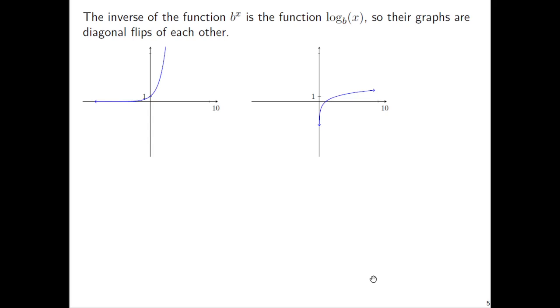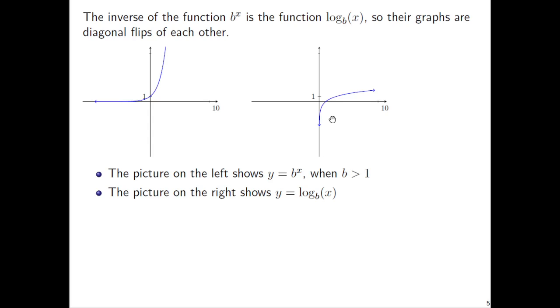Again, the inverse of b to the x is log base b of x. So the inverse of one function is the other function, and the two graphs are diagonal flips of each other. Over here you have the picture for b to the x, and over here you have the picture of log base b of x. The picture on the left is y equals b to the x, at least in the case when b is bigger than 1. And the picture on the right is log base b of x.